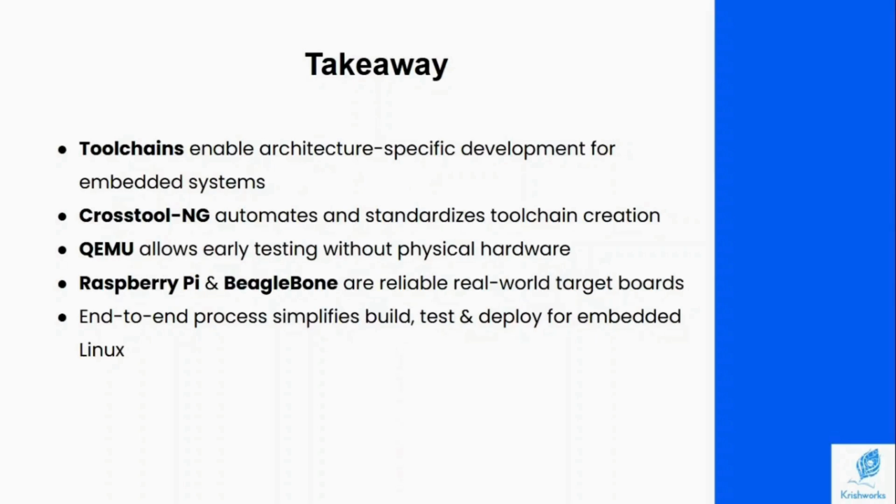Next, QEMU plays a crucial role by letting us test our code without the physical hardware. This means faster development and fewer hardware bottlenecks. And finally, devices like Raspberry Pi and BeagleBone aren't just affordable, they're also incredibly flexible for real-world deployment and experimentation. So whether you're building for smart agriculture, robotics, or industrial systems, this end-to-end process gives you a complete, dependable foundation. That's the power of combining toolchains, QEMU, and target boards in embedded Linux development.